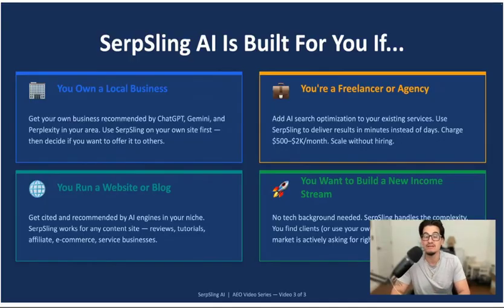So if you have no idea where you want to go with your online business, AEO can be a great place to start. There's no tech background needed. SerpSling handles all the complexity. You find clients or use it on your own sites and deliver a service the market is actively asking for right now.